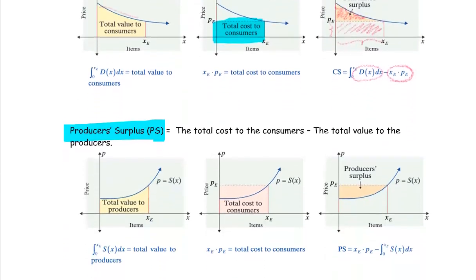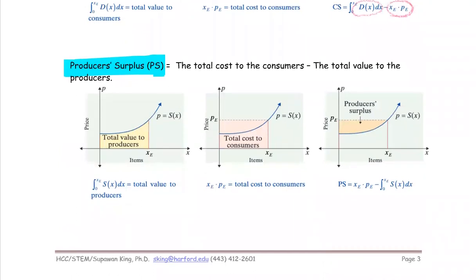And then for the producer surplus, it's a similar way, but now it's based on the supply curve and the market price. So you find the total area, set up the definite integration. That's the total value for the producers, and then the total cost is computed the same way as X times P, the equilibrium point X times the market price. And then you subtract these two areas, area A and area B here. So you see the additional area.